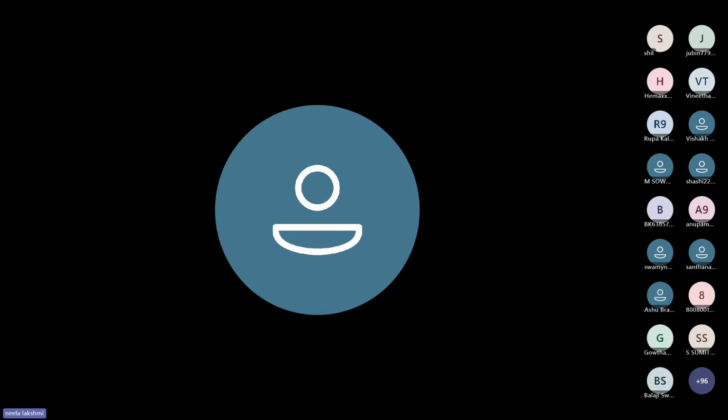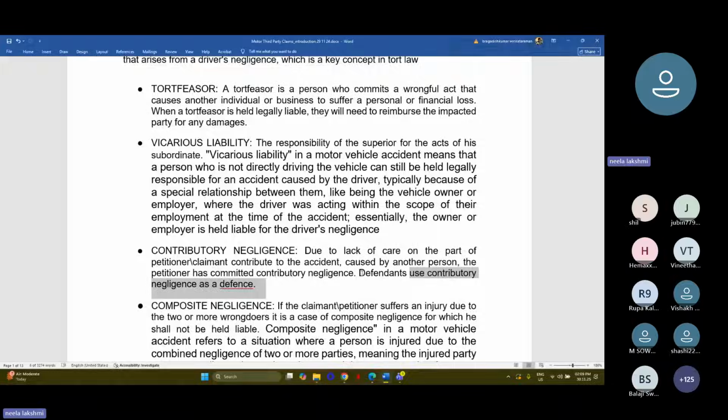Compensation has to be reduced according to the portion of the negligence done by him. It is contributory negligence. Contributory negligence can be defended by the insurance company.